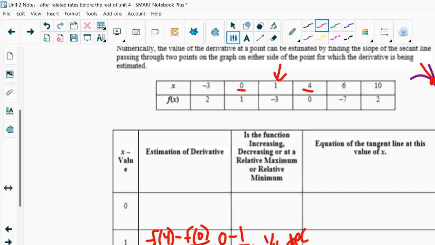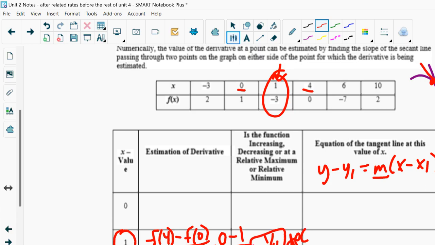Now the equation of the tangent line. Remember, tangent line equation, that's y minus y1 equals m times x minus x1. M is my slope. X1 and y1 is my point. So the point is the point at 1, which is off my graph. So the point is 1, -3, and the slope is approximately -1/4. So my tangent line would be y minus -3 equals -1/4 times x minus 1.